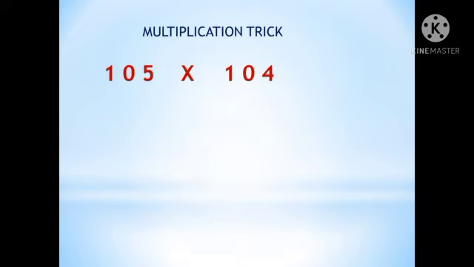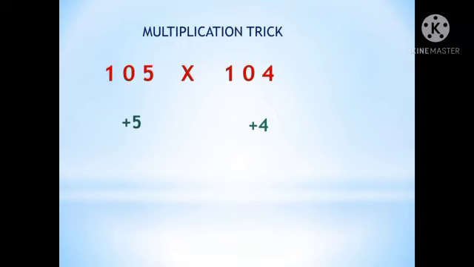So the question is 105 into 104. So first step, we are going to find out how much the numbers are greater than 100. So the number 105 is 5 greater than 100. So let us write plus 5, and the number 104 is 4 greater than 100. So let us write plus 4.